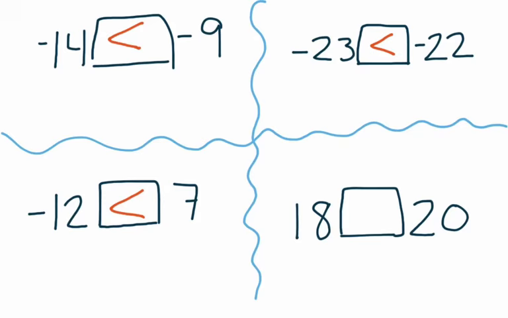And our last problem, 18 and 20, is almost a trick. They're both positive. So now you have to think, okay, they're both to the right of 0, but which one is going to be farther to the right, or farther away from 0? In this case, we would say that 18 is less than 20. So how did you do? Did you get all 4 correct?